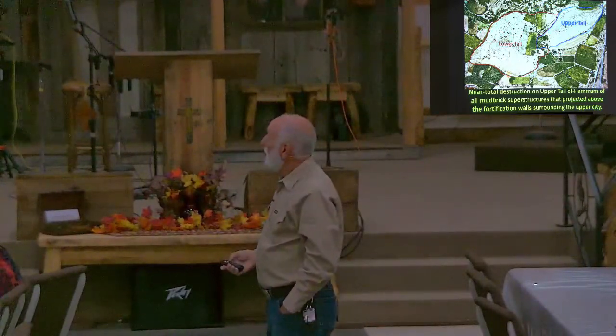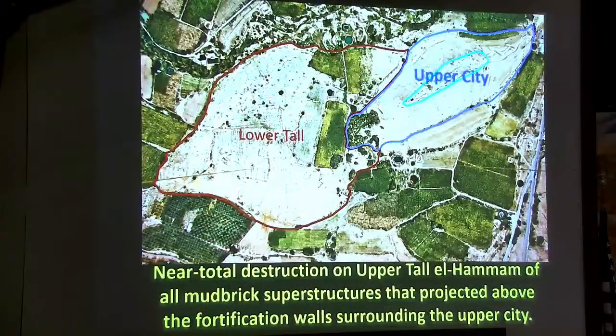Okay? See that light blue line? That's actually the upper city wall. You've got this long cigar-shaped upper tell, but the city at the top was very narrow because it's only flat, very narrow by the time you get up that city. It's very narrow. So that's the city wall we're talking about there.